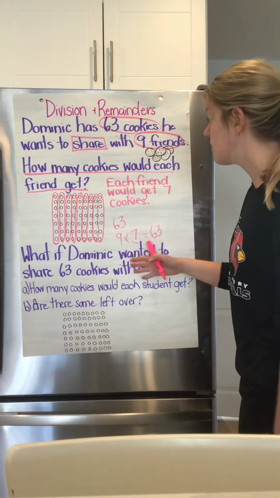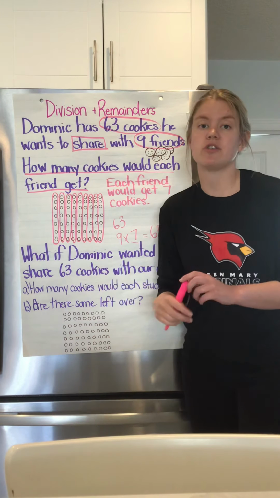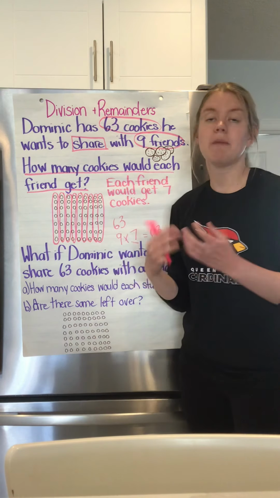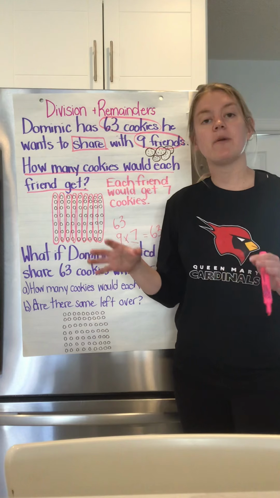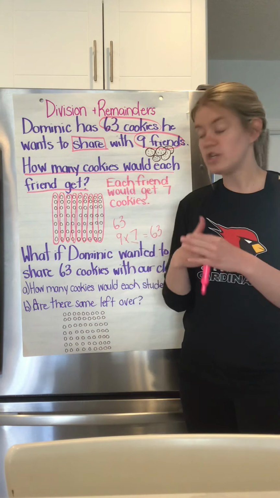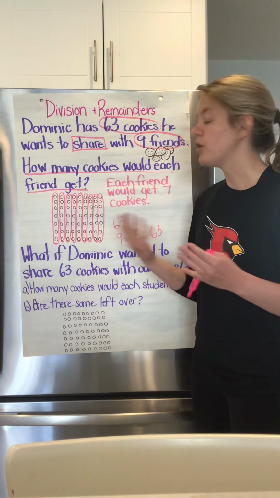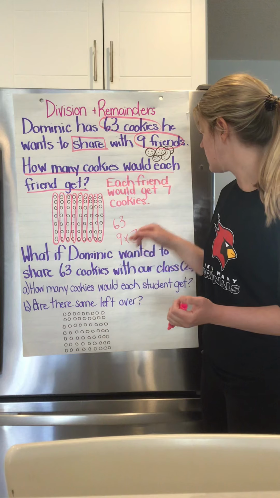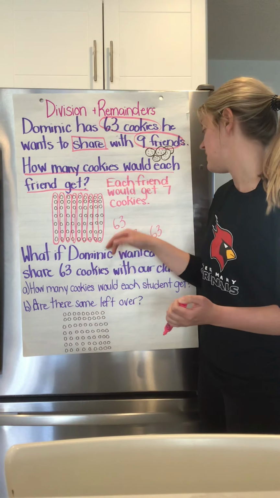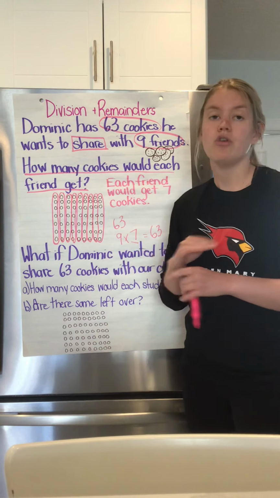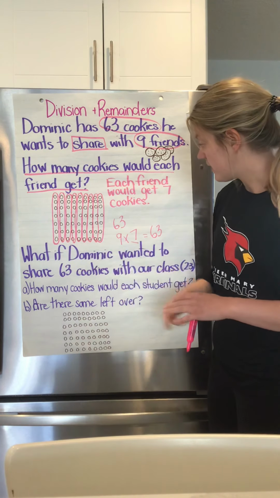All right, so part number 2. This is where we move into remainders. Remainders is when you cannot make equal groups. You can make some equal groups, but the numbers that you're working with are uneven and they don't go into each other equally, so you're going to have some left over, okay? This one, 7 goes into 63 9 times, no remainders, okay? So let's look at this question now.